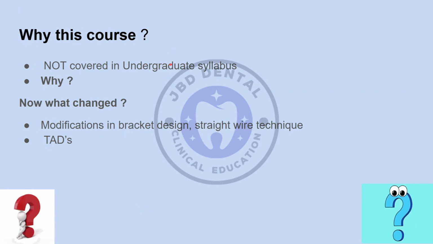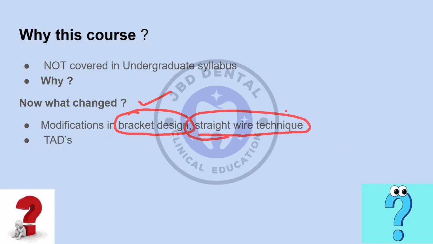Well, fixed orthodontics is not covered in our undergraduate syllabus. Why? Because the treatment mechanisms earlier used to be complex and complex wire bendings were required. Now the things have changed. What has changed? The bracket designs have improved and also the straight-wire technique has evolved, and by using this technique you will be able to practice 90% of your cases.